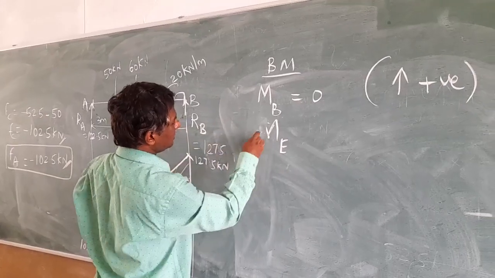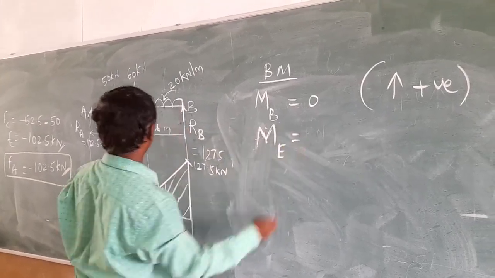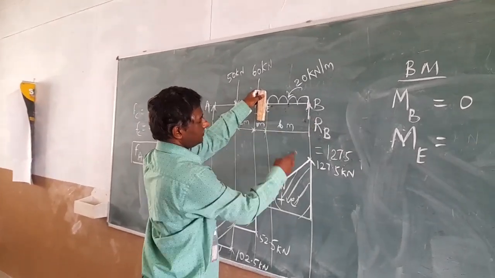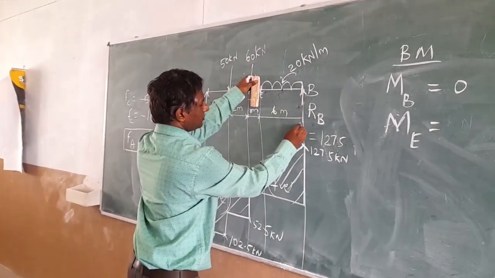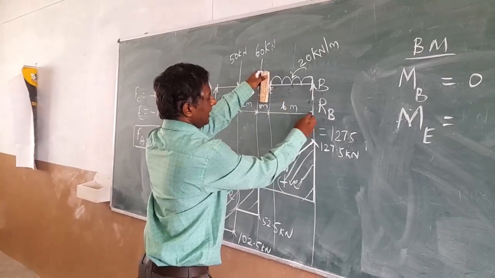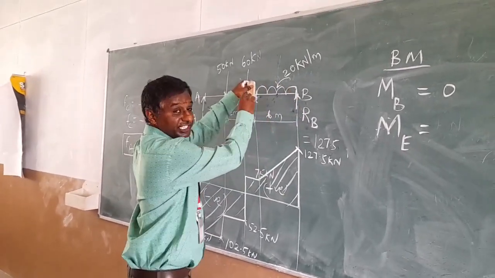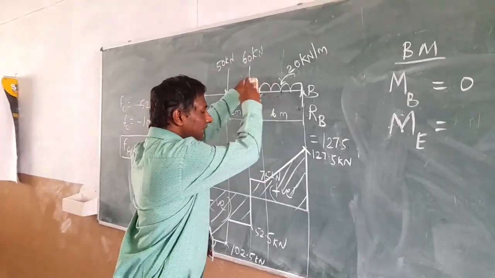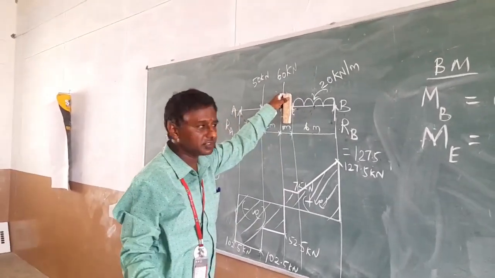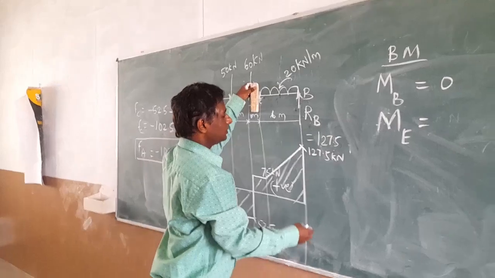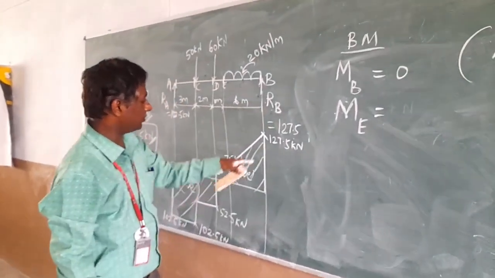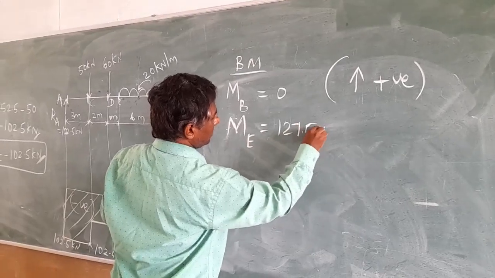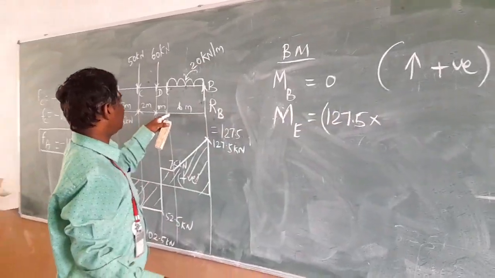Okay, M at the E point. Here I consider the right side, where you have RB and UDL. RB means a direct load, so force into perpendicular distance, and it approaches the point E as anticlockwise. It is an upward force, and an upward force produces the positive bending moment, so directly we take it as positive. So 127.5 into 6 meter.